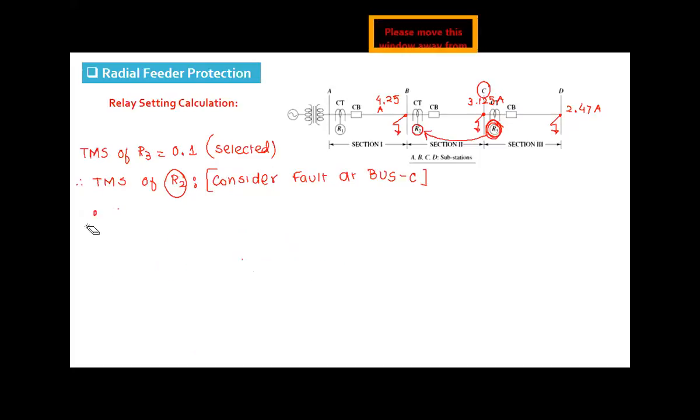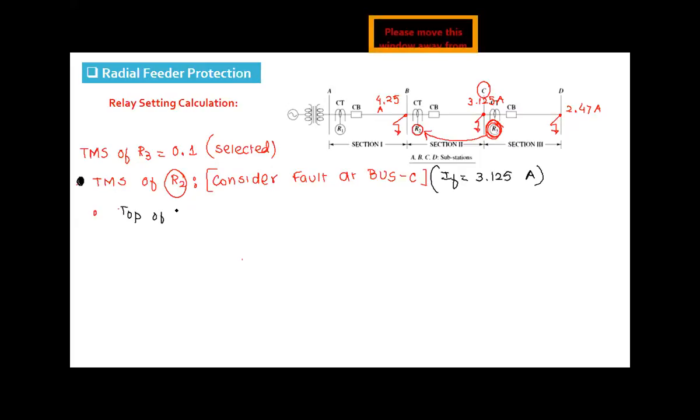Now, what is fault current at bus C? Tell me. 3.125. तो पूरे कैलकुलेशन में यहाँ पे, ये जो कैलकुलेशन है, यहाँ पे आपको कंसीडर करना है 3.125 पूरे कैलकुलेशन में. ठीक है.